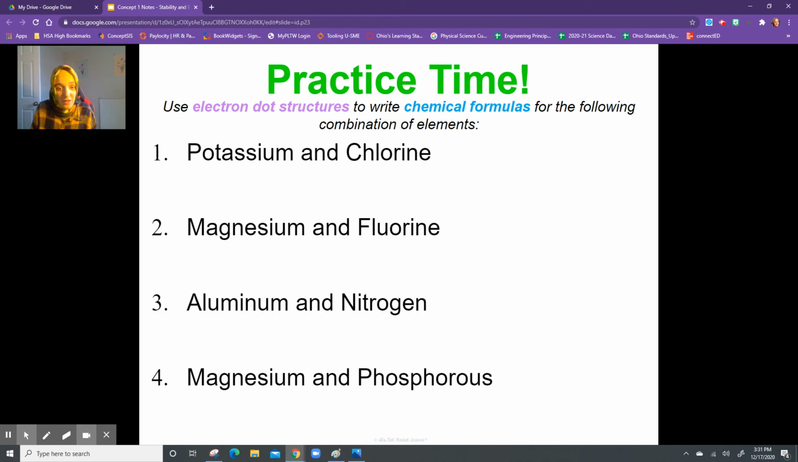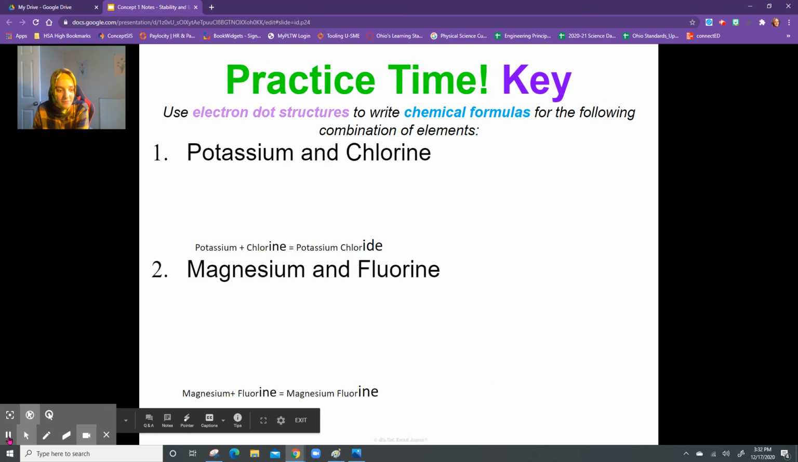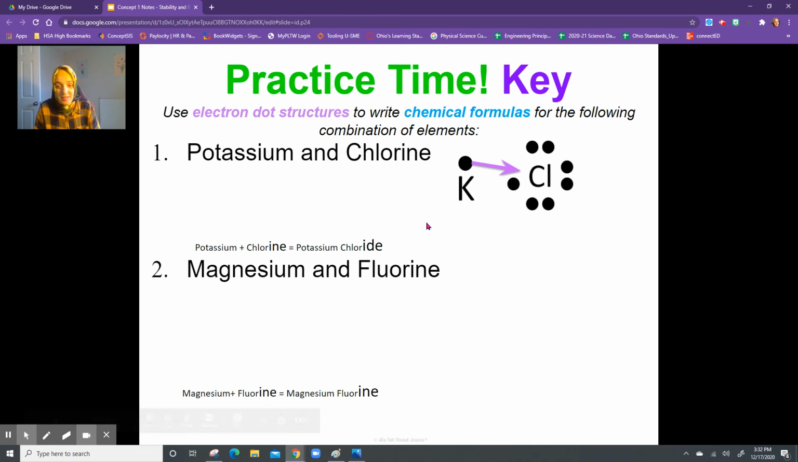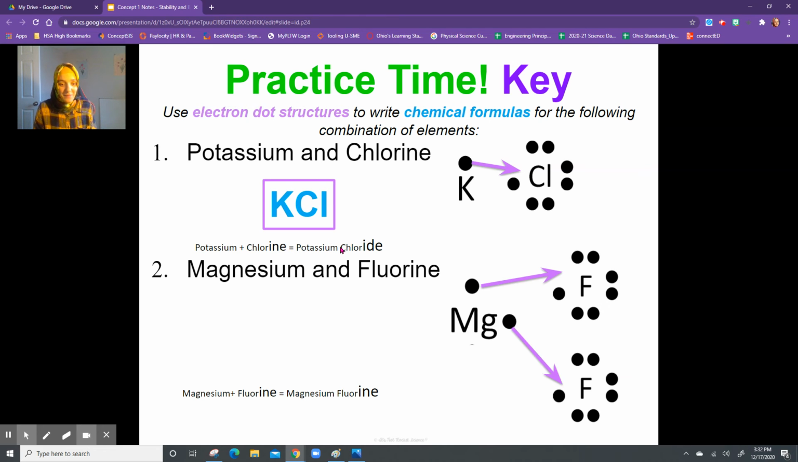Answer the puzzle question. What kind of bond will happen between potassium and chlorine? Choose the best choices. After you choose the best choices, you're going to come back and see the correct answer. All right, so this is the correct answer for potassium. Chlorine needs 1, potassium needs to get rid of 1, so that 1 is going to go there. Since we use only 1 K and 1 Cl, the formula is going to be KCl. Potassium and chlorine turn into potassium chloride.